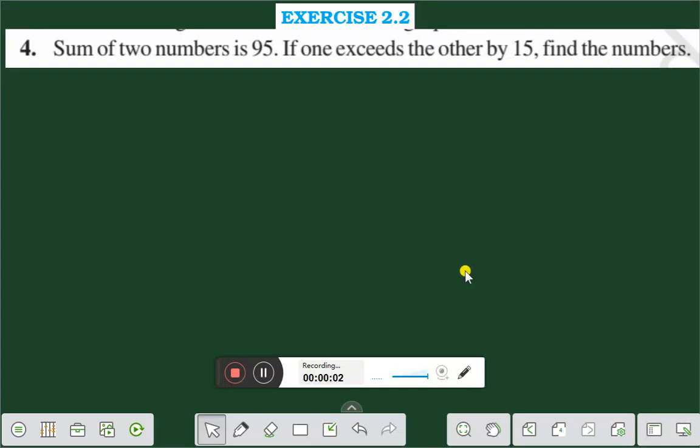Hello everyone. Today we shall discuss exercise 2.2 question number 4. Sum of two numbers is 95. If one exceeds the other by 15, find the numbers.